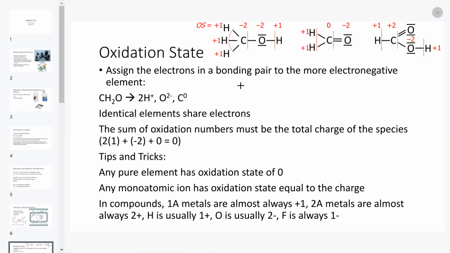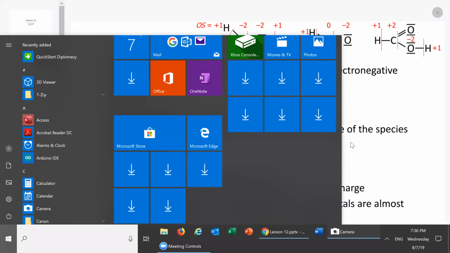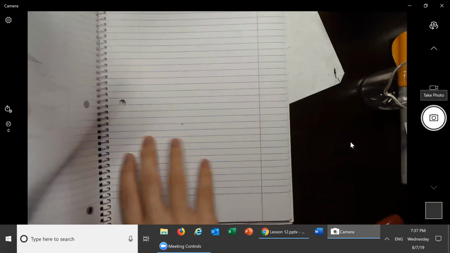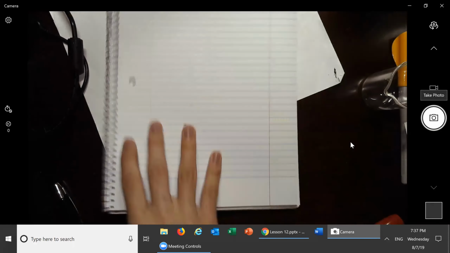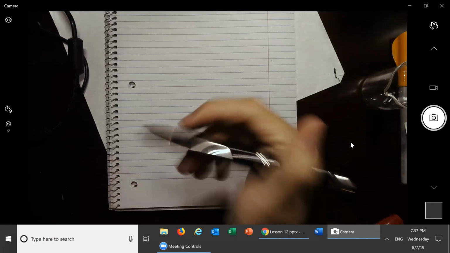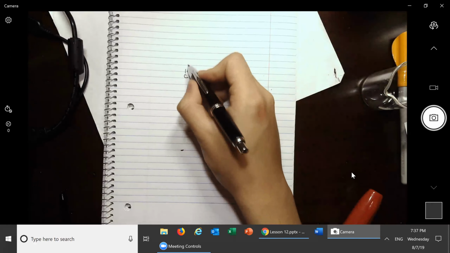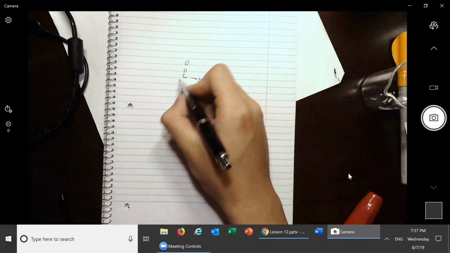So the basic idea behind oxidation state is we take the chemical bonds between atoms and we assign the electrons from the bonding pair to the more electronegative element. Let me see if I can show you. So let's say we have a molecule of formaldehyde, the preservative. Here's the structure.